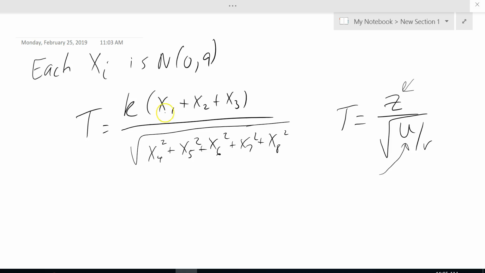If I just look at the x1 plus the x2, yeah, sure. If I look at the x1 plus the x2 plus the x3, do I get a standard normal to start with? No. In fact, what is the mean? The mean of those is 0, but what's the variance?